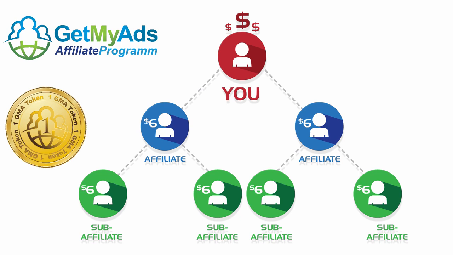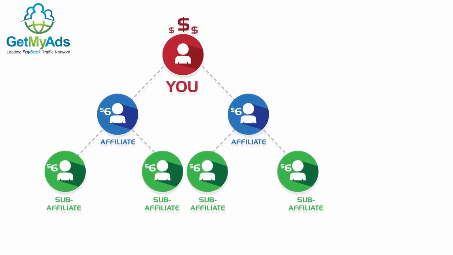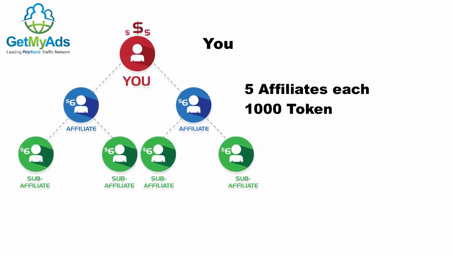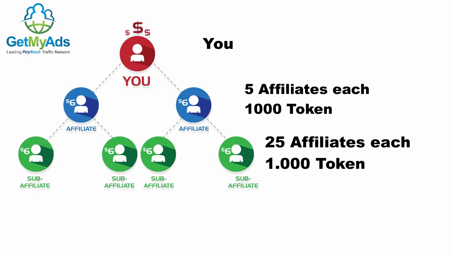Now, what if I tell you that you can make $180,000 in just 18 months? Would you like to know how? It's simple. Build only 5 affiliates in Get My Ads who have the 1,000 tokens as their target, and who also build 5 affiliates each with the same goal of 1,000 tokens, and you start building a team. On the first level, you have 5 affiliates that you build. And the second level, you have 25 sub-affiliates that they have built.